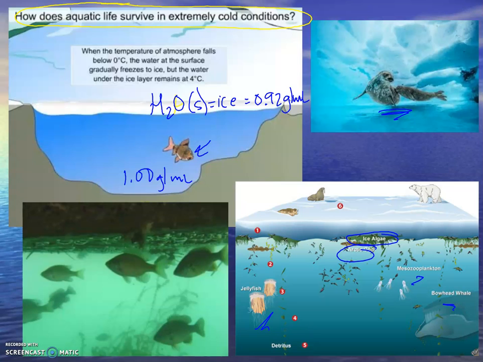Because if not, and the ice would come under and on the bottom, none of this stuff would be able to eat, and it would be very sad. No aquatic life, which means all the things on land that hunt the aquatic life would not be around, and the things that hunt those wouldn't be around, and so on down the food chain. So these exceptions that water does is very, very important.